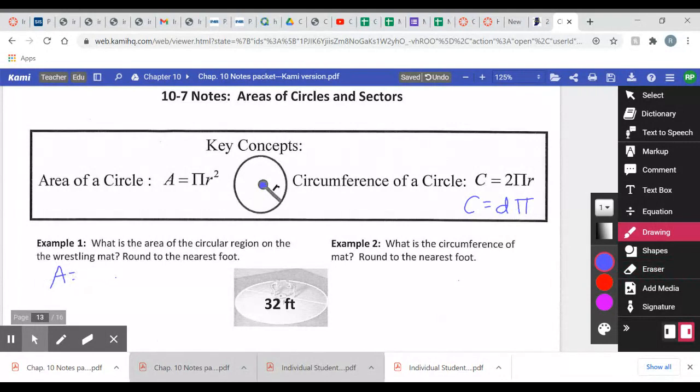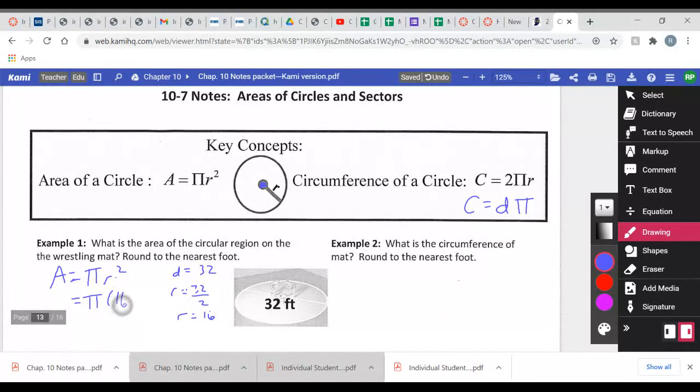So area is equal to pi r squared. In this particular case, if I look at the picture, I can see that across the wrestling mat is 32 feet. So they're giving me the diameter, which is 32. If I want to find the radius, I need to halve the diameter. So 32 divided by 2 gives me 16. Now that I know the radius is 16, I can plug that into the area formula.